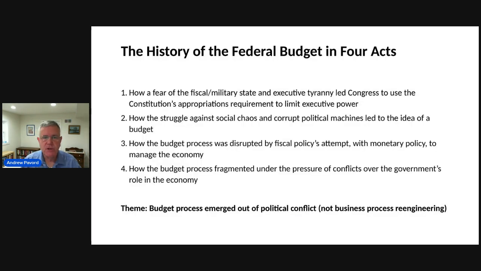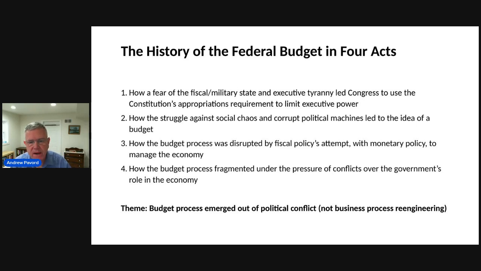Today, we're going to continue our history of the federal budget in 4 acts. Now, there's 4 acts of this project. The first act is how a fear of the fiscal military state and executive tyranny led Congress to use the Constitution's appropriations requirement to limit executive power. That's what we're going to talk about mostly in the next few lectures.